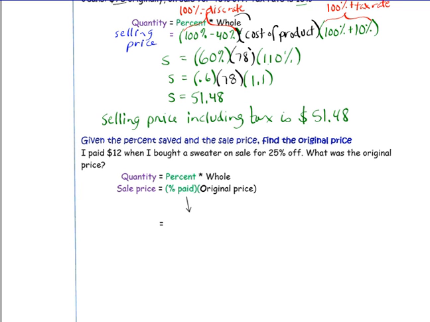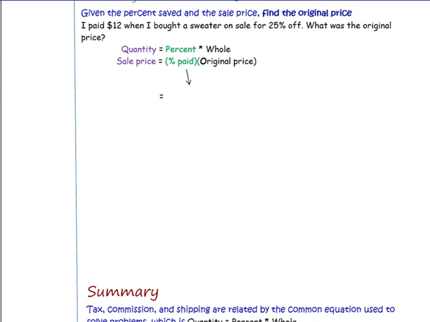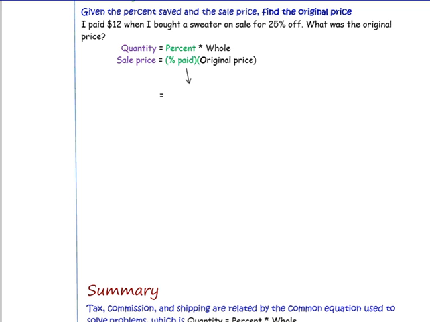All right, continuing. And I believe this is our last question. Given the percent saved and the sale price, find the original price. I paid $12 when I bought a sweater on sale for 25% off. What was the original price? The formula: quantity equals percent times whole. So the quantity represents the sale price, the percent is the percent paid, and the whole is the original cost. So you want to be careful on this one and not use 25% for the percent.